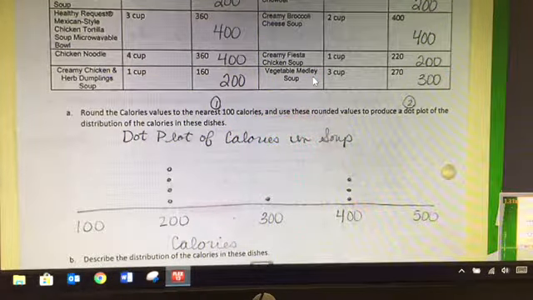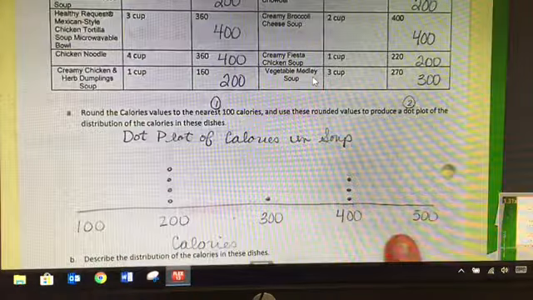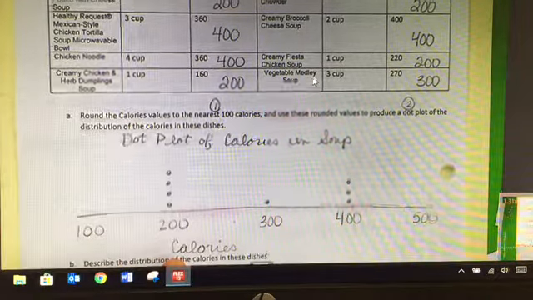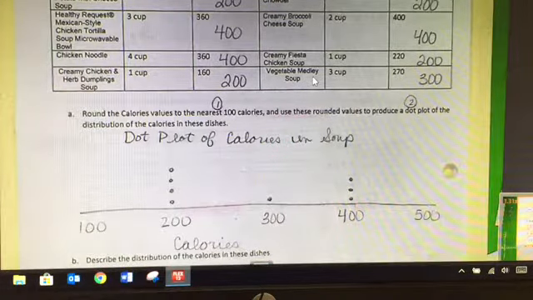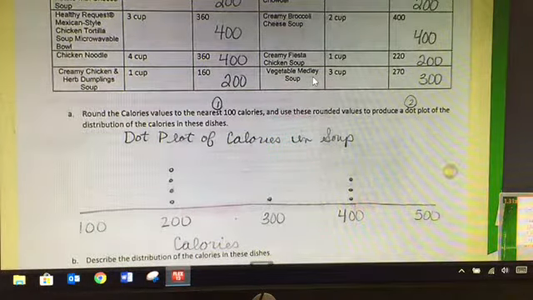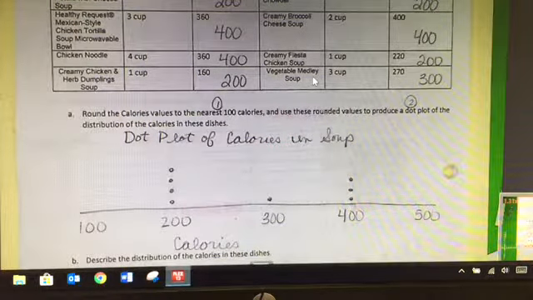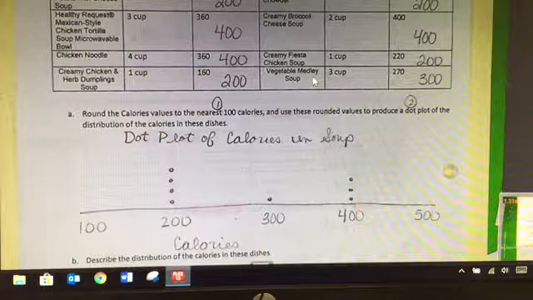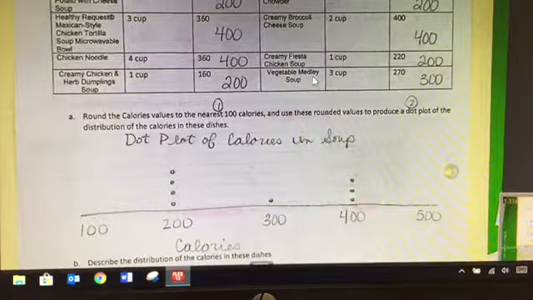Okay? If you don't have on your dot plot all of the pieces, which means you don't have the labels, you don't have an appropriate scale, and you don't have the dots in the right area, you're not going to get a 4. So you gotta have all of the pieces. Now, obviously, some of you guys have different titles, but all of you should have calories down here because that's what the numbers represent.